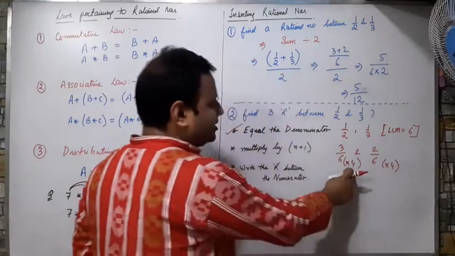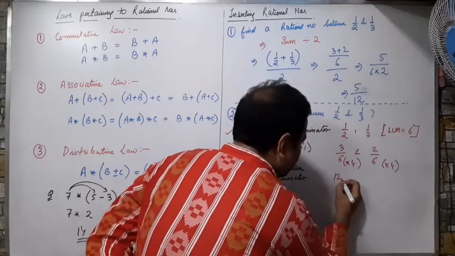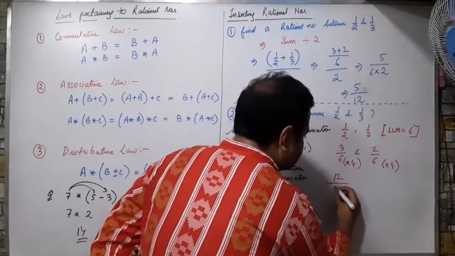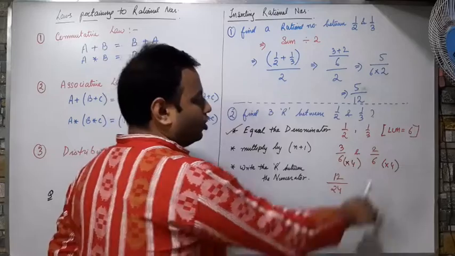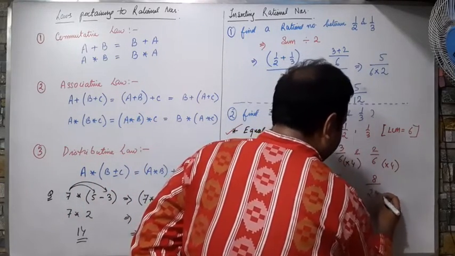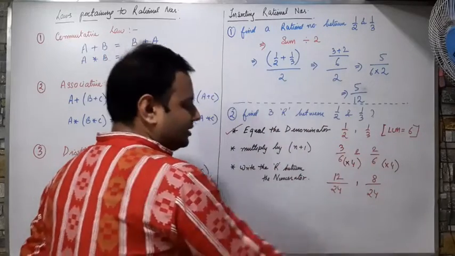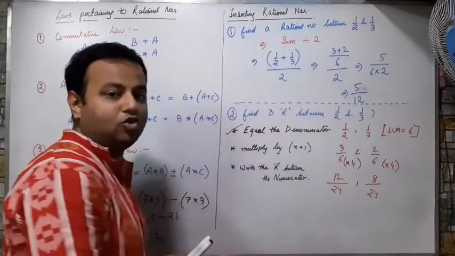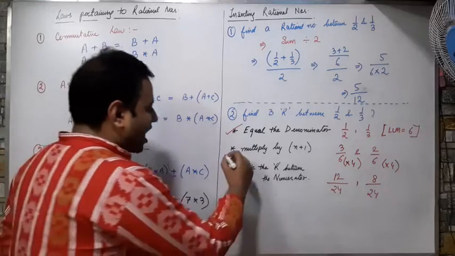So what is the result? 3 into 4 is 12. 6 into 4 is 24. 2 into 4 is 8 and 6 into 4 is 24. Here also the denominator is the same, only the numerators are different. Now I will move to the third.